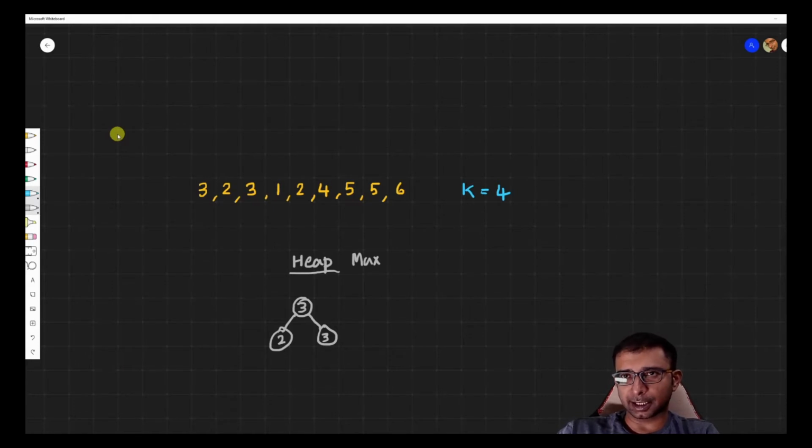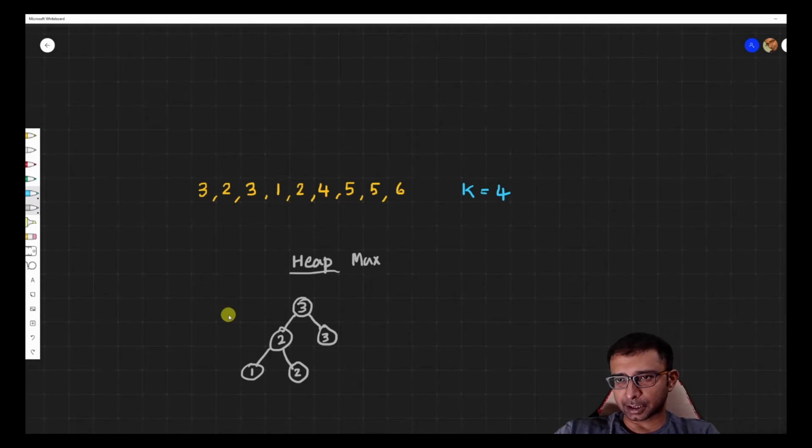So 3 is the highest sitting over here. Then I get a 1. So 1 goes to the left of 2. So 1 comes over here. The moment 1 comes, we see whether it is still maintaining. I see, yeah, it's fine. It's not violating any relation, like 3 is greater than or equal to 2, 2 is greater than or equal to 1. So it's all fine as of now. Then the next element that I get is a 2. And I put the 2 and I continue to see that it's fine. It's not violating any of the properties of the heap, right?